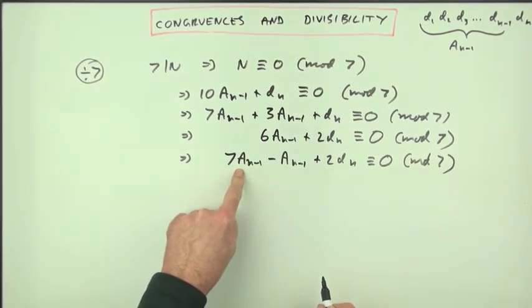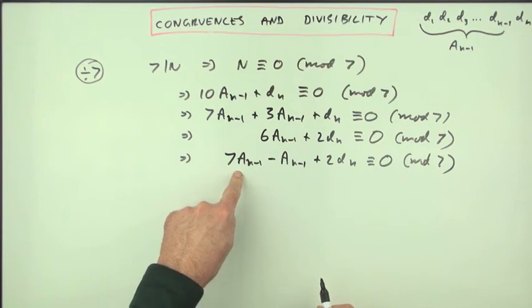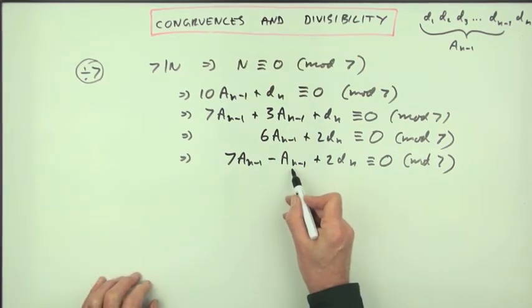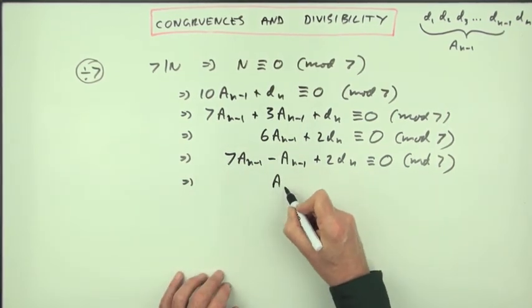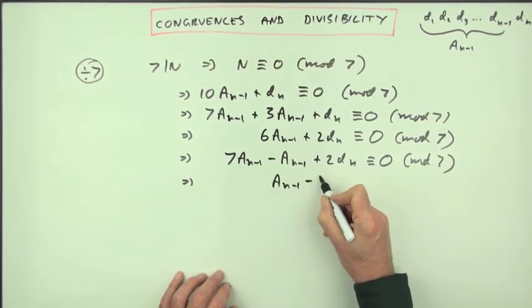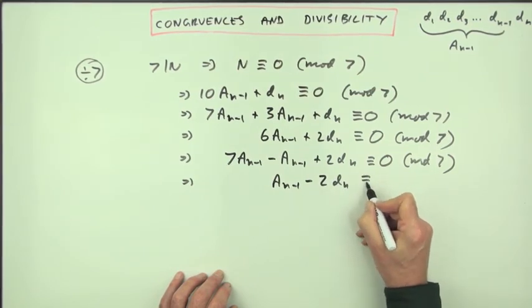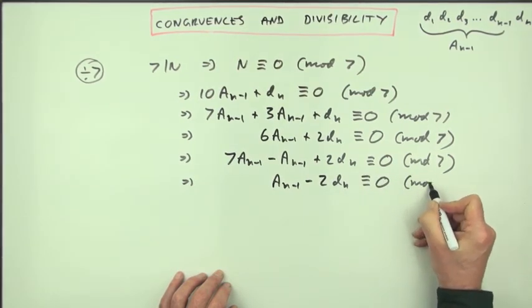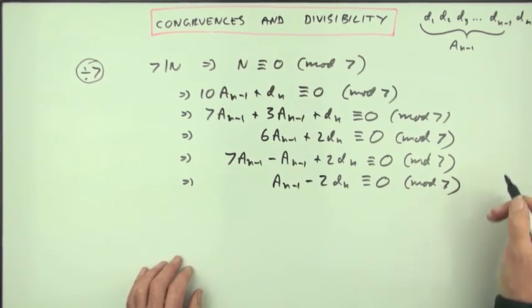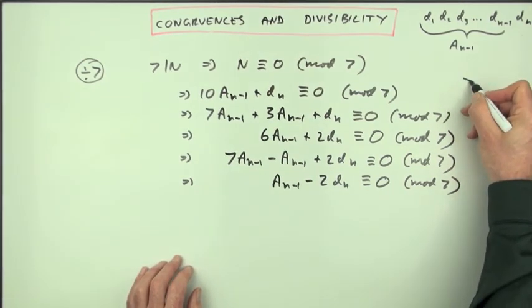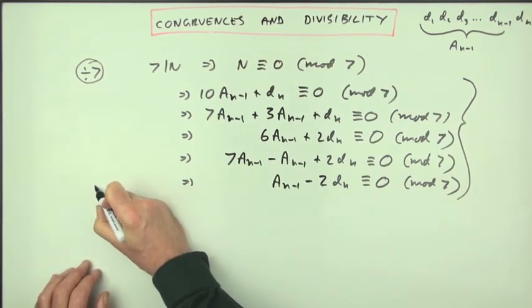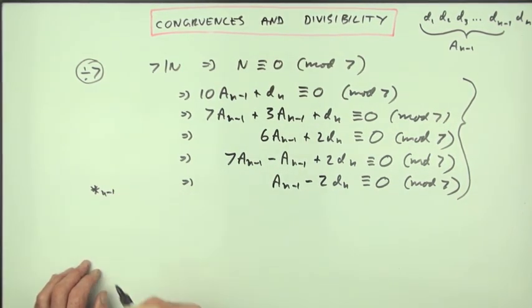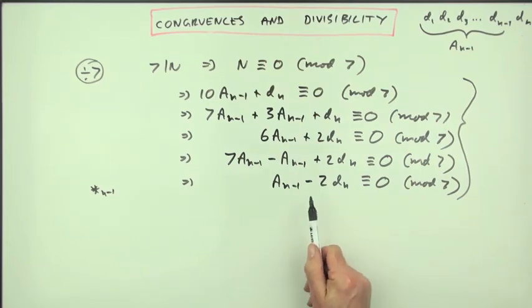Now that will disappear because that's a multiple of 7, so that is congruent to 0. And subtracting both sides from 0 can flip that over to a to the n minus 1 minus 2dn should be congruent to 0. Now this big block here could get repeated, because that's us got down to the line n minus 1. The only problem is when I repeat this, things will start to get doubled.